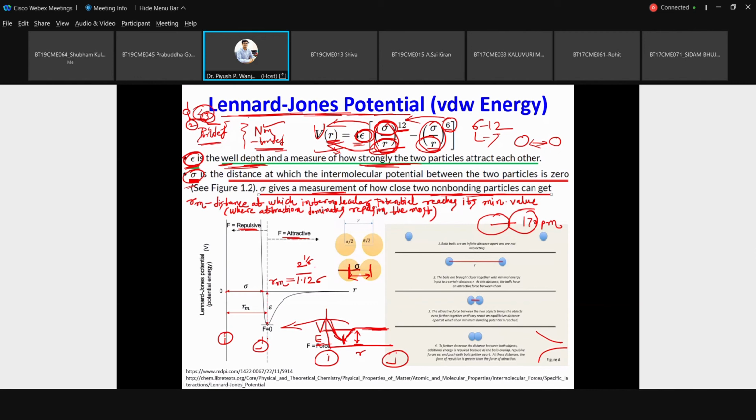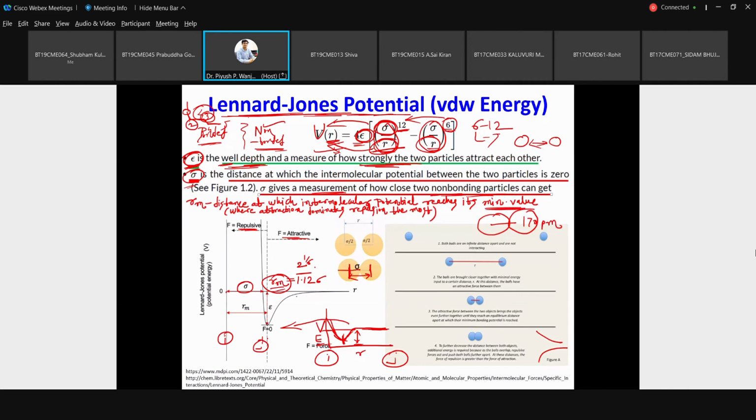Different software, as I said, incorporate different parameters. Some software define the value of sigma, certain software define the value of Rm. So if somebody is going to a deeper level and does not know the relation between the two, it gets confusing. So what is this Rm distance? What is the difference between sigma and Rm? Rm is the distance at which the intermolecular potential reaches its minimum value.